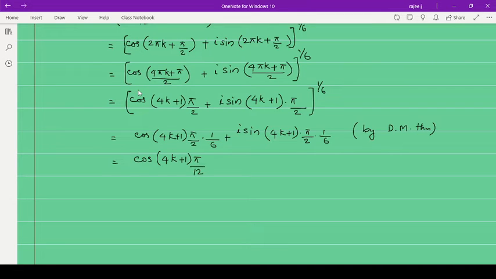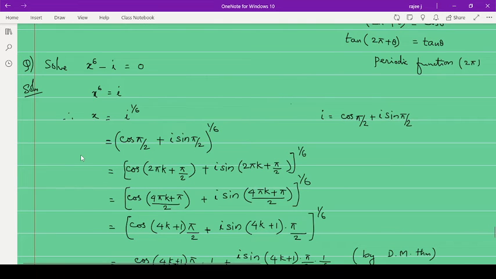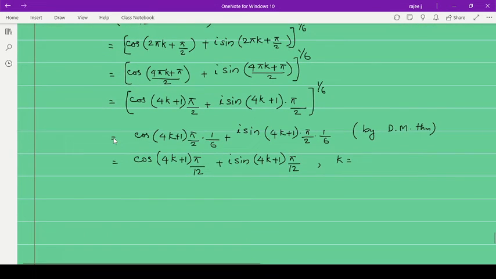Pi by 12 plus i sine (4k plus 1) into pi by 12. Here, this is our x is equal to i raised to 1 by 6. So x is equal to i raised to 1 by 6, where 6 is n.